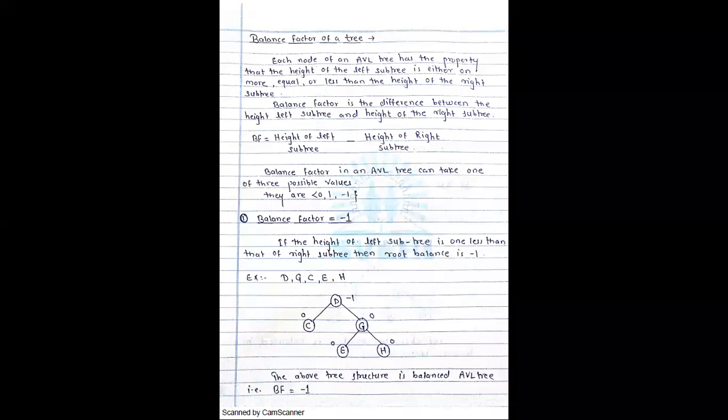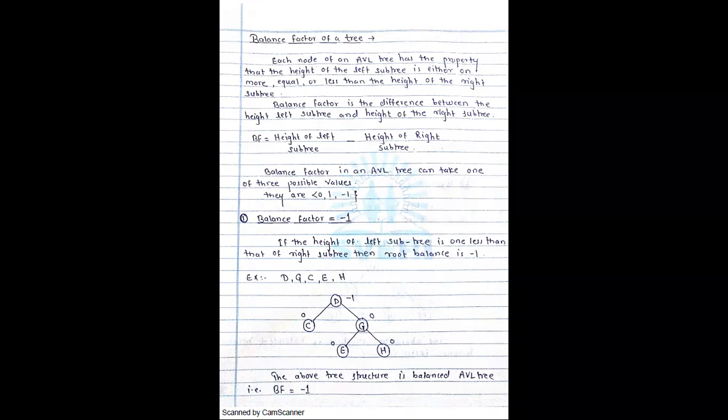0. Does it have a left or right child? No. Now what is the balance factor of E? 0. What is the balance factor of H? 0. And what is the balance factor of G? 0. Why is the balance factor of G 0? 1 minus 1 is 0. Now what is the balance factor of D? -1. Right, 1 minus 2, that is -1.